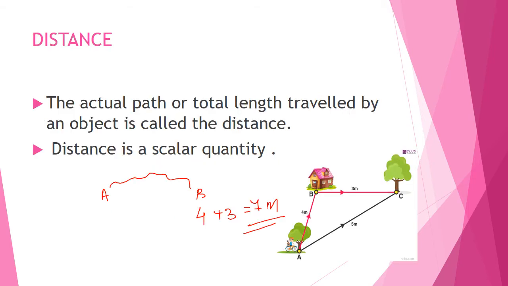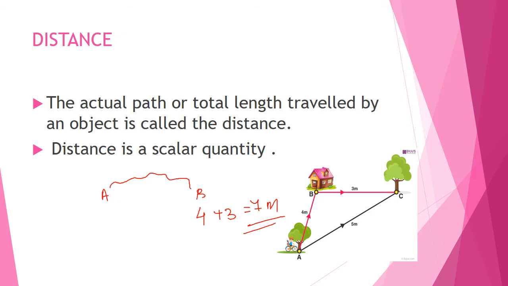Okay, what is distance? Distance is the actual path or the total length traveled by the object. Suppose a body starts its journey from A, goes through all these places and reaches B. The total length, or how much path it has traveled, is called distance. And we discussed already that it is a scalar quantity. Here we are telling only the magnitude, or how much total length.